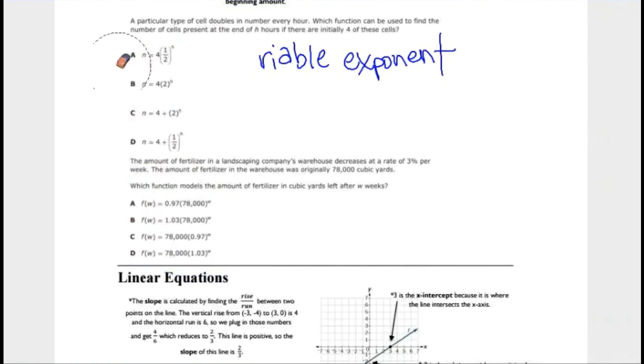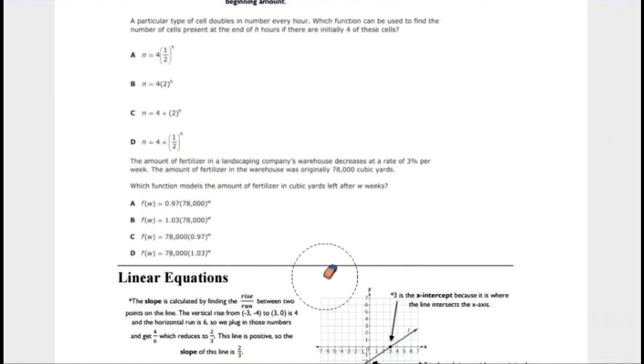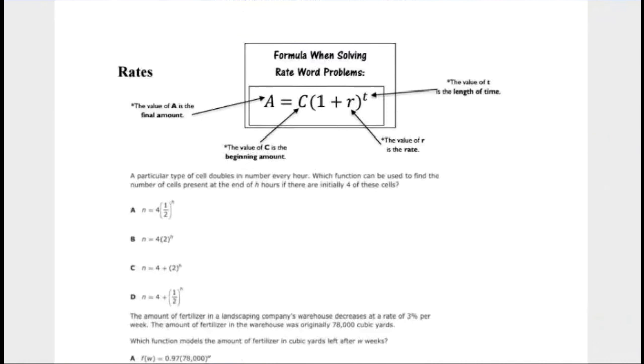Now the bad thing about it is that STAAR is not going to give you this formula, so you're going to have to try to commit it to memory. Okay, so let's talk about what this formula means. We're looking for the final amount.